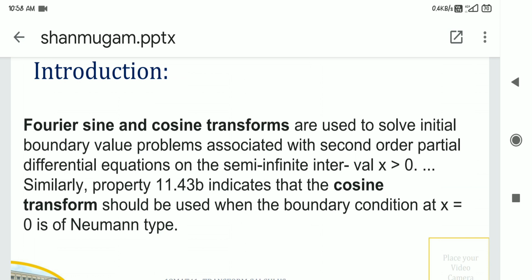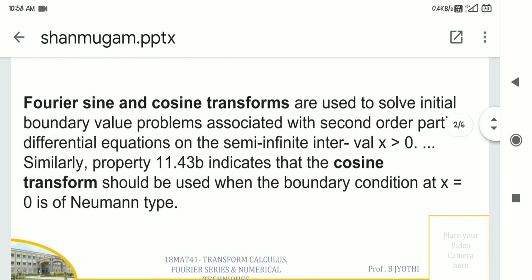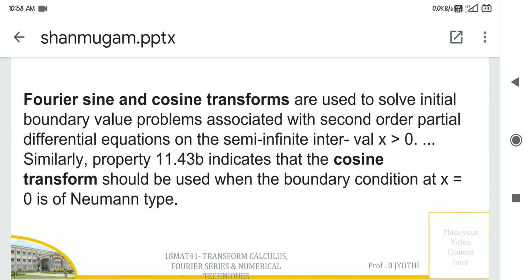11.43b indicates that the cosine transform should be used when the boundary condition at x equal to 0 is Neumann type.